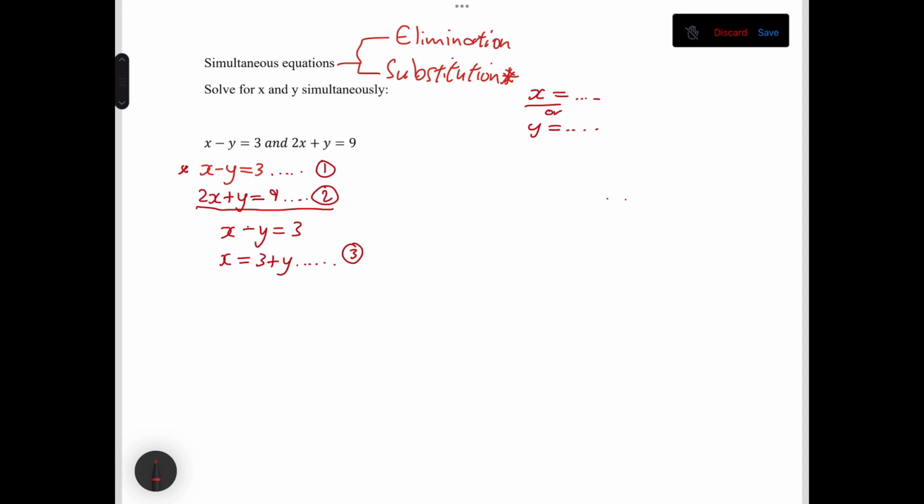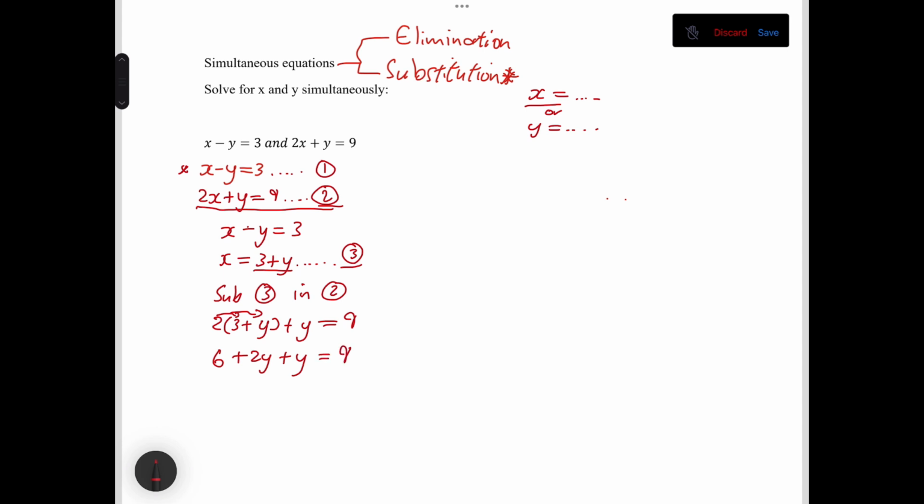And so now let's get to substitution. We're going to substitute equation number 3 into equation number 2. Because we use the first equation to get the third one, we have to use the second one as the one that we're going to substitute into. 2x equals 9, so we're going to put 3 plus y. And now you see there we substituted 3 plus y wherever we found x. So we're going to multiply out. It's 6 plus 2y plus y equals 9.